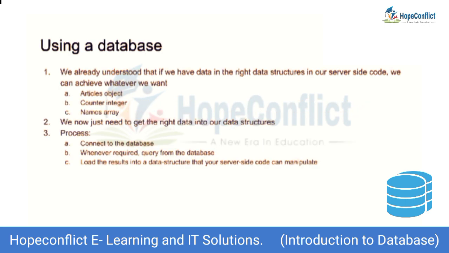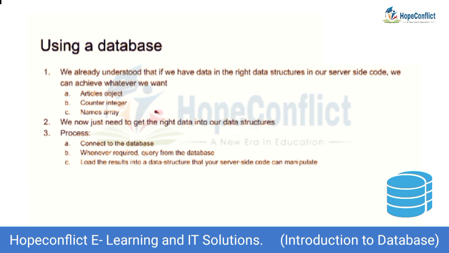We already understood that if we have data in the right data structures in our server-side code, we can sort of achieve what we want, right? So we had an articles object, we had an array of names, we had a counter integer. So we were able to get our work done once we had the data structures in our code, right? So what we need to do when we use a database is to essentially get the right data from the database into our data structures. And once they're inside our data structures, we can do what we want.